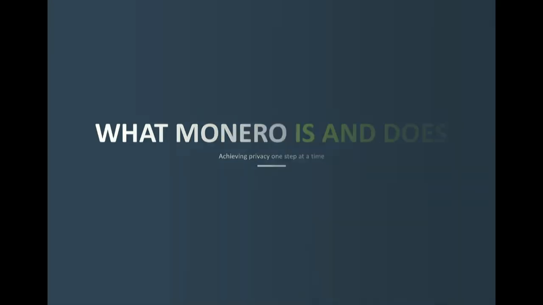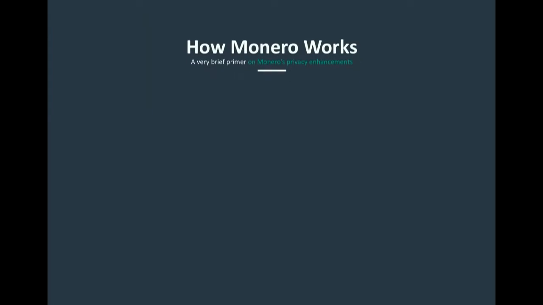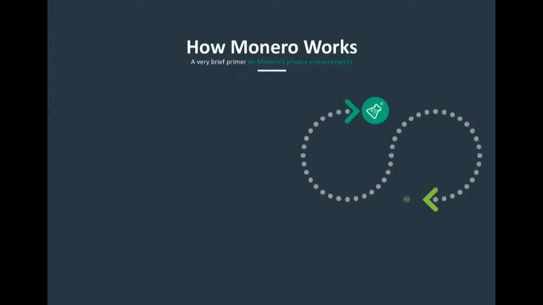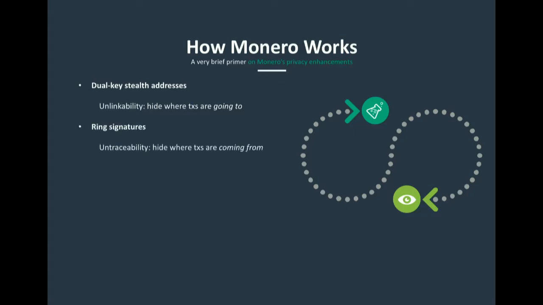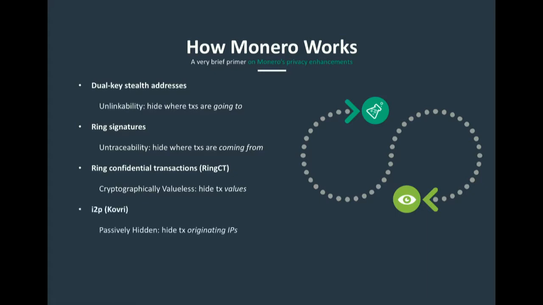The way it works is we target 4 different avenues of transactional privacy. We use dual key stealth addressing to try and obscure who we're paying, so where the transaction is going to. Then we use ring signatures to obscure where the transaction is coming from, so who's paying the money. Then we use ring confidential transactions to obscure the amount. And lastly, we use Kovri to hide the actual IP address where transactions originate from.